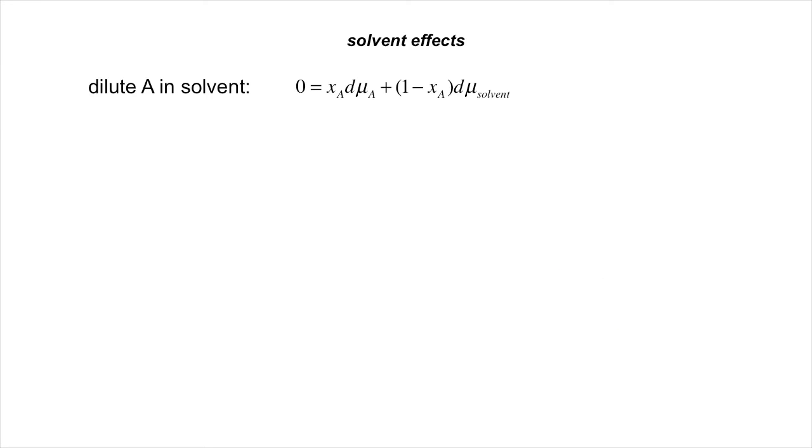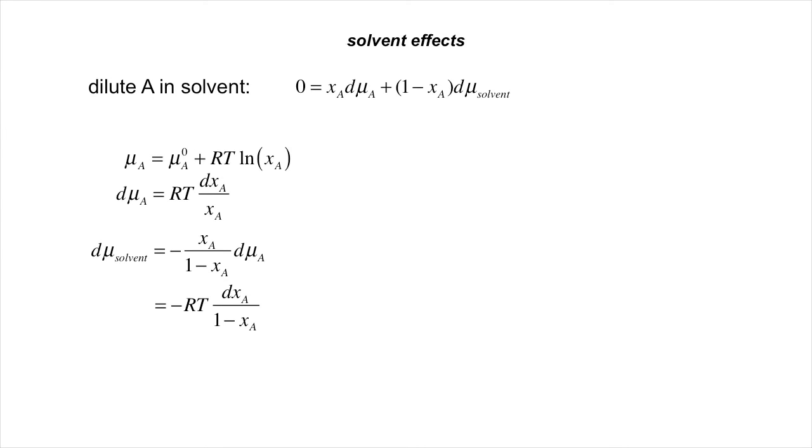To see how this works, consider a binary mixture of a dilute solute A in a solvent. According to the Gibbs-Duhem equation, any changes in μA must be accompanied by a change in the solvent chemical potential, with a ratio dependent on the concentration of the solute. Since the solute is dilute, we expect its chemical potential to vary as the log of xA. Taking the derivative, substituting into the Gibbs-Duhem equation, and then integrating, we can see that the solvent chemical potential will scale as RT log of 1 minus xA, plus a constant of integration.